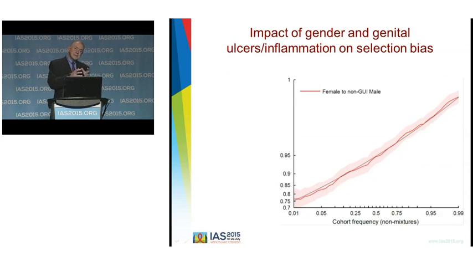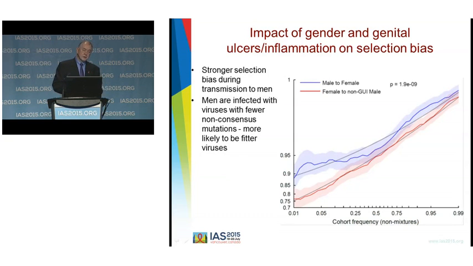We applied this then to all 137 transmission pairs that we'd accumulated in the Zambia cohort. And again, if you're looking at female to male transmission, the curve looks very similar. It's a linear relationship between the frequency, now in the cohort as a whole, of an amino acid and the frequency of transmission. It's very different when we're looking at male to female transmission, shown in blue here.